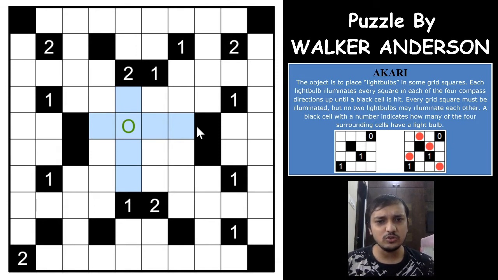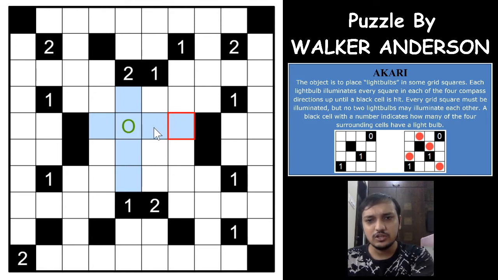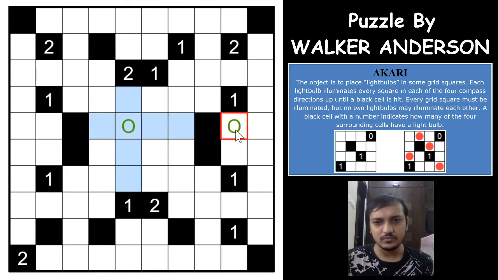So according to the rules, we have to illuminate all the possible white cells in the grid by placing light bulbs in such a way that no two light bulbs can see each other. So what do I mean by that? If there is a light bulb here, you cannot have a light bulb seeing each other, right? So you can have a light bulb here because it is not seeing each other due to the black cell. A black cell will block the vision of the light bulbs, right?